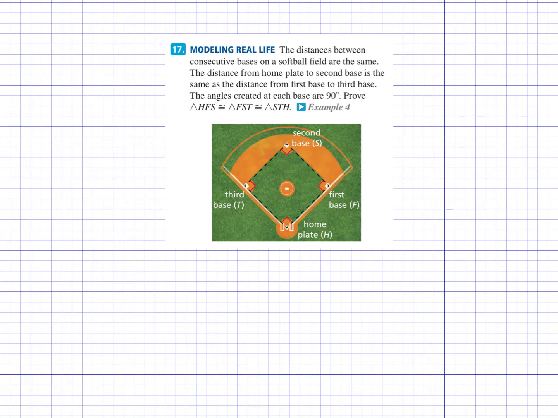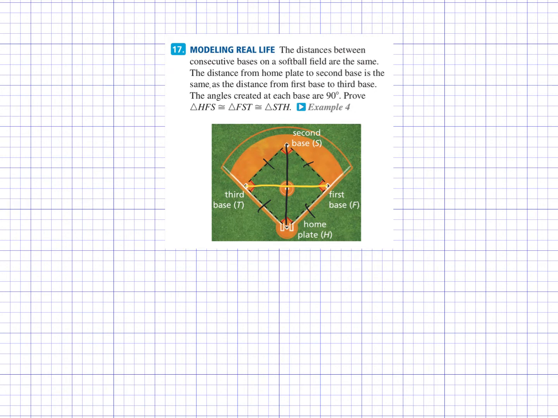All right, so we have at least a rectangle here. We have four right angles. The distances between consecutive bases on a softball field are the same. All right, so if the distances are the same, then we have a square. The distance from home plate to second base is the same as the distance from first base to third base. So this is the same as this. All right. The angles created at each base are 90 degrees.